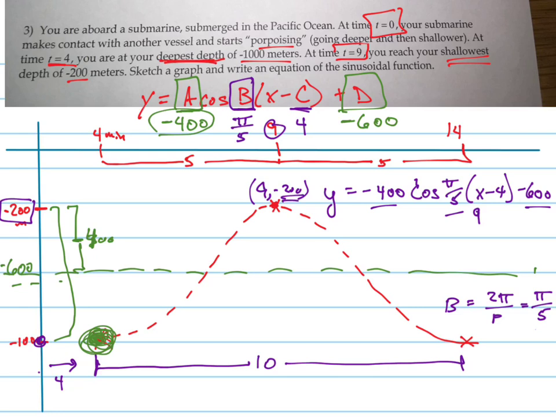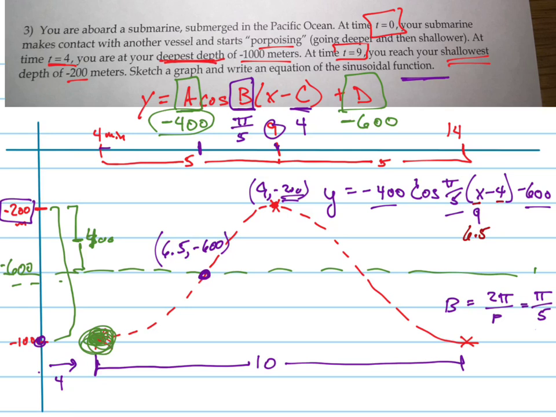You can do it with another one as well. And a lot of times at the end they'll ask you something like, what's his depth at time t equals 6 or something like that, in which case you just plug in 6 here and calculate the things out. Now if they want those extra points, that point right there actually is going to be between 4 and 9. Halfway between 4 and 9 is actually 6.5. So this point would be 6.5 comma negative 600. And you could use that as one of your checkpoints.